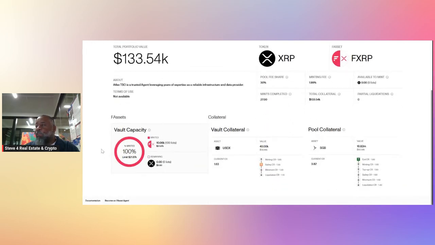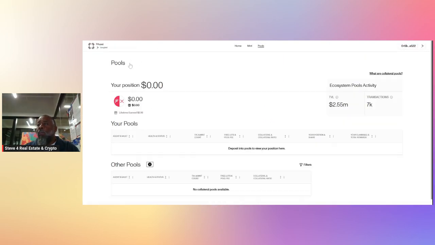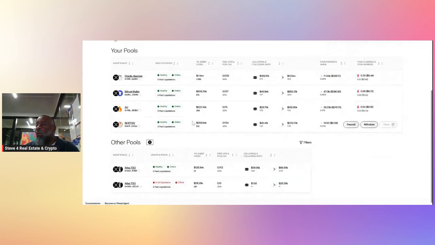And the new one has been set up. They've got 40,000 in USDX. They've got some SGB collateral as well. There's almost 93 grand in SGB collateral from everybody total, so it's really good right now. Collateral ratio is at 1.63, so they're back online for you to provide collateral to.